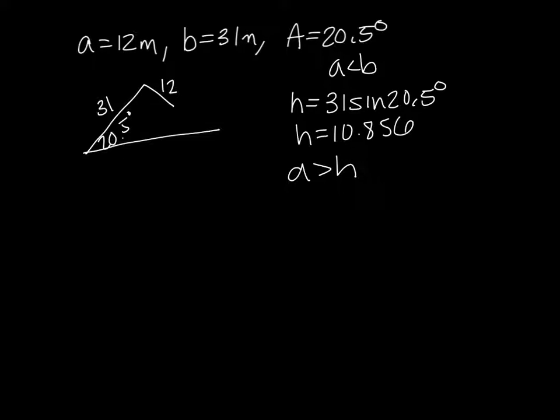So A is bigger than H, but A is smaller than B. Ooh, that's backwards, but it's still D, right? It matches up with D. So that means we have two triangles.